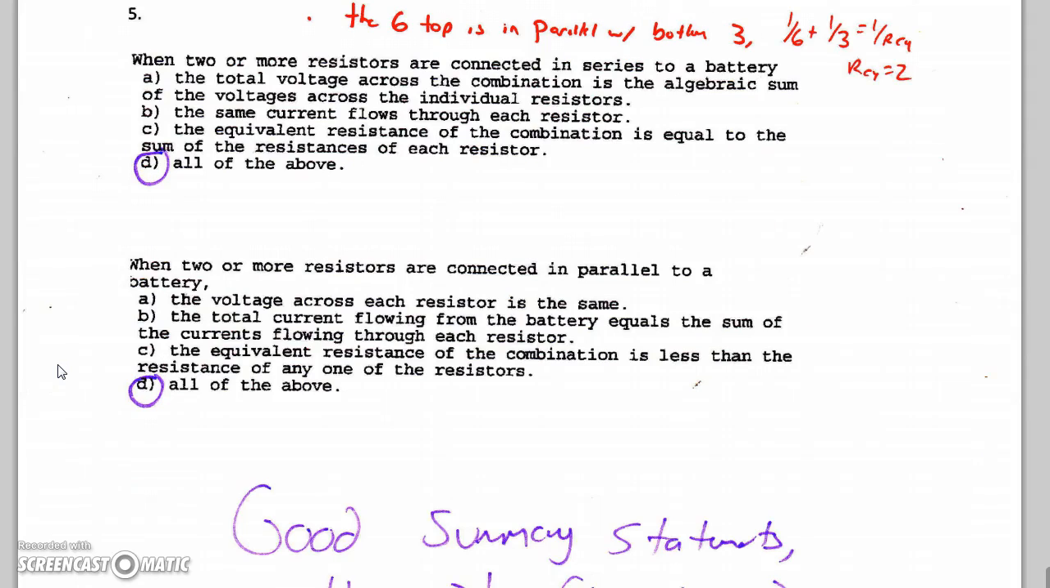And for parallel, A, the voltage across each resistor is the same. Yes. If two things are in parallel, they must have the same voltage. B, the total current equals the sum. Yeah. The current going in equals the amount of current split up, added together. C, the equivalent resistance of the combination is less than the resistance of one of the resistors. This is kind of tricky, but it's true. No matter what, if you have, for example, two 2s in parallel, you get 1 for the overall. If you have a 3 and 2, you get like 1 point something. No matter what, the overall in parallel is less than each part. So that's why it must be D.